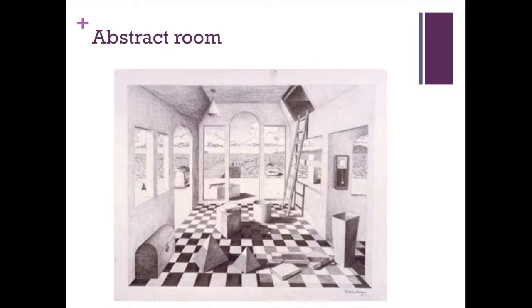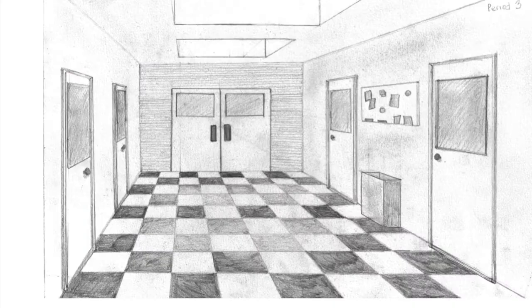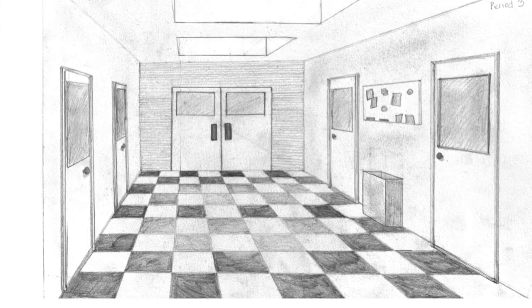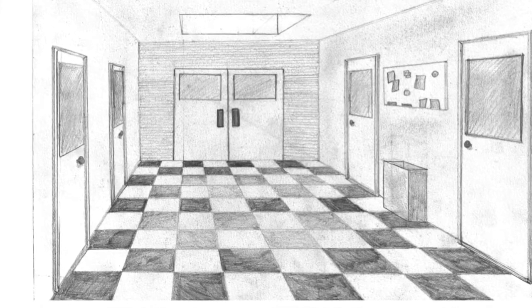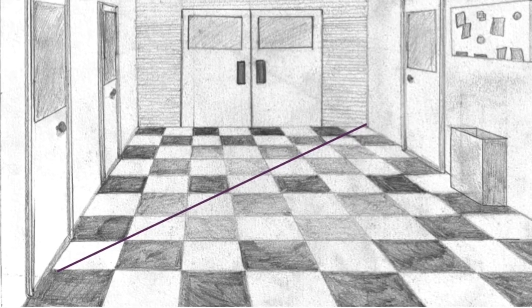Or if you even want to break out and do something a little bit more crazy, like an abstract room, that is fine. As long as you've got walls and floors and ceilings and it's in perspective and you decorate it, it's up to you how you want to do this. I want to show you also how to do a checkerboard floor. The trick to doing a checkerboard floor is adding in this little bisector line, and I'll show you how to do that in just a little bit.